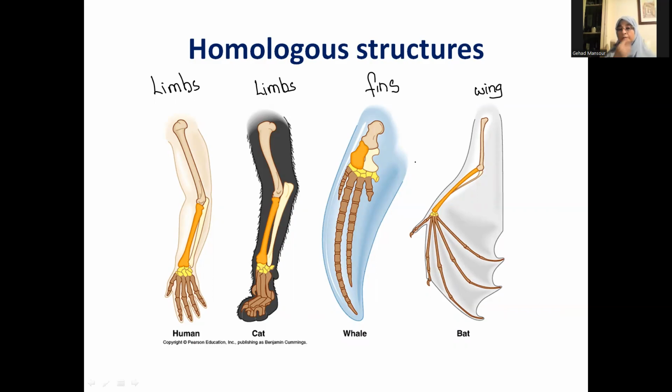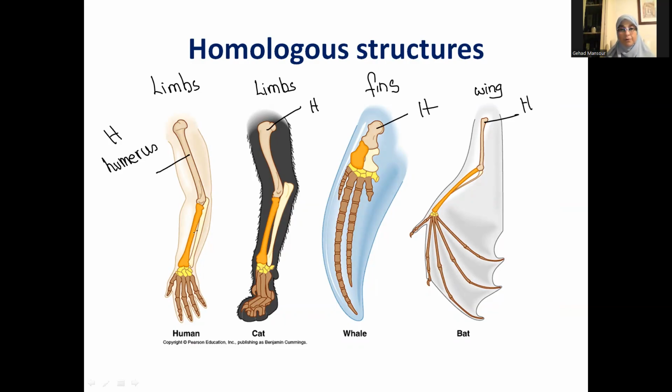All these structures apparently are different. Their external appearance is different. So wings are totally different from fins, and fins are totally different from the limbs of mammals. But if you focus inside, you will find that the basic anatomical structure inside, which is made of bones, or the skeleton, is the same. So here, for example, this is the humerus in the human body, and you have a similar bone here, a similar bone there, and there. If we call this H, then we will have H here, and H there.